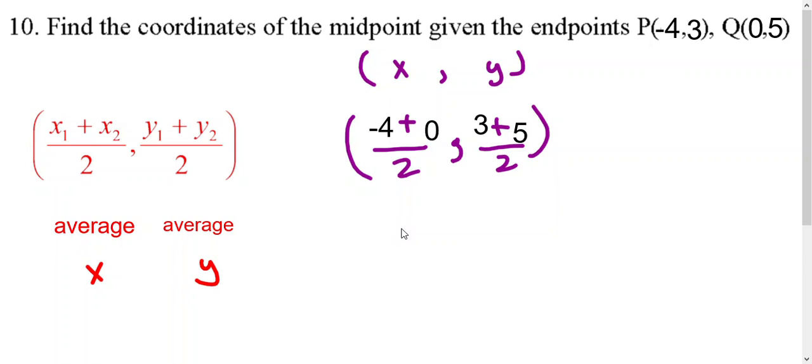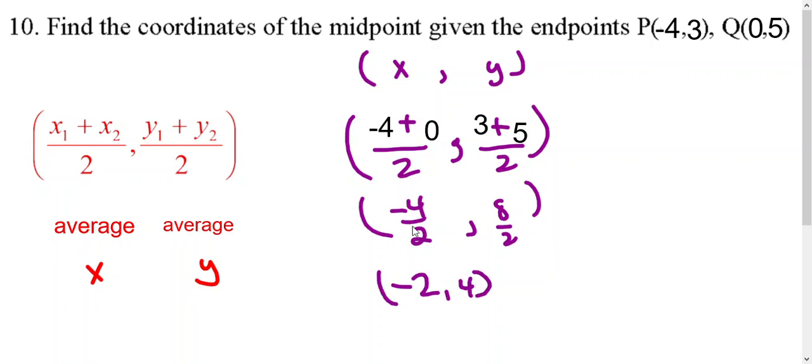So now all we have to do is simplify our x and our y. So we have negative 4 plus 0 over 2 would be negative 4 over 2. And 3 plus 5 over 2 would be 8 over 2. When we simplify those, we get the ordered pair negative 2 comma 4. That would be the coordinates of our midpoint.